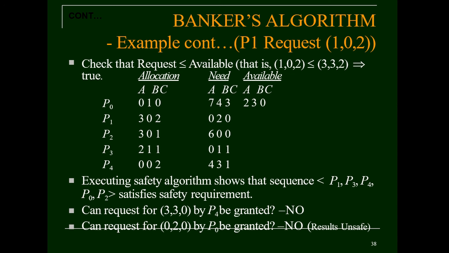So can the request for 330 by P4 be granted? No. And can the request for 020 by P0 be granted? No. Both requests result in the unsafe state. If we request 102 for process P1, then the same safety algorithm follows as in the previous example, which satisfies the safety requirement. So this is the example of the Banker's algorithm.